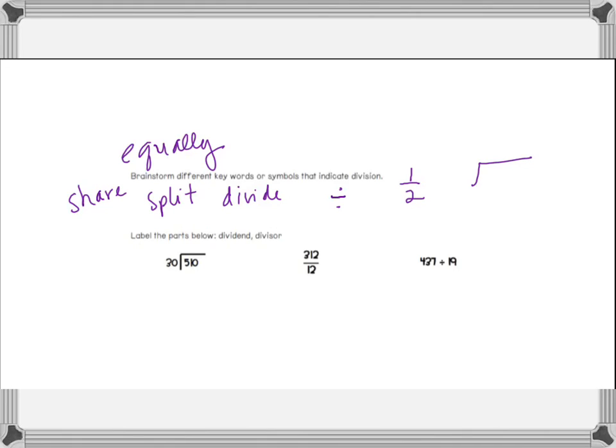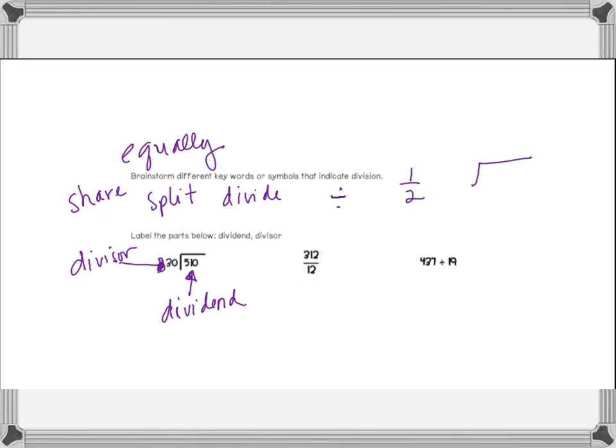This number that is inside of the division house, this is our dividend. This is the number that we are dividing. We are breaking it up into parts. This is our divisor. This is how many groups we are going to divide our dividend into.